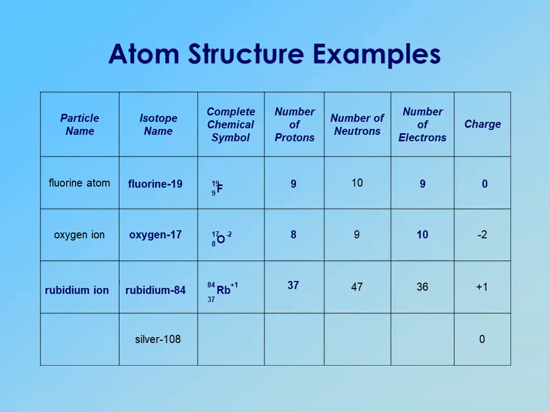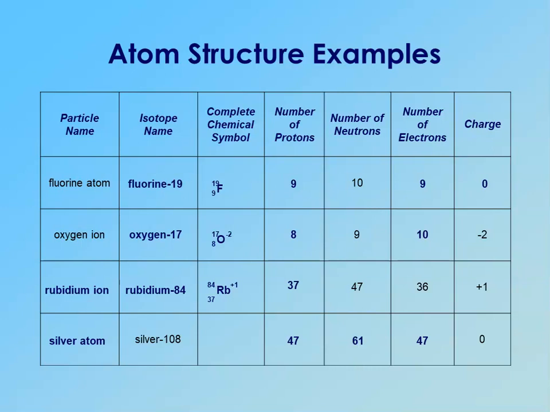Silver-108, looking at my periodic table, this is an atom because it's neutral, so a silver atom. If I look at my periodic table, you will see that it has 47 protons. The mass number is the protons plus the neutrons, so I can use that to help me find neutrons. But because it's an atom, I know it's neutral, so it also has 47 electrons. Whichever way you want to do it, you could have found the neutrons first. I need to take the difference between 108 and 47 to get my neutrons, 61.